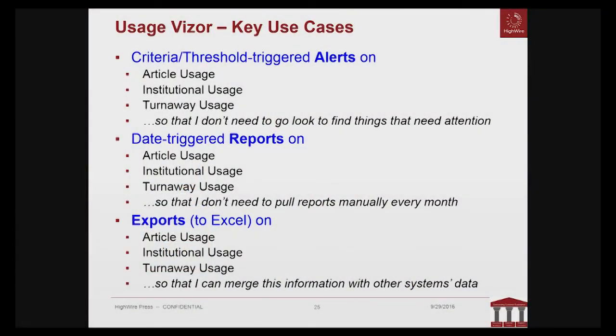And you can apply this: tell me whenever an article's citations go over 50. Tell me when an article doubles its number of citations. Those are examples of the threshold-triggered alerts. But we found an interesting use case, the second blue line, what I'll call date-triggered alerts.